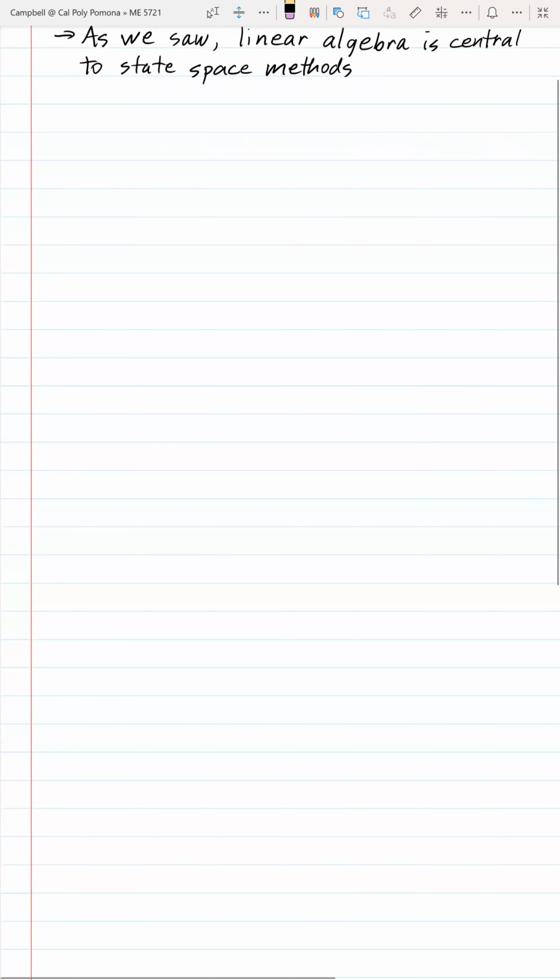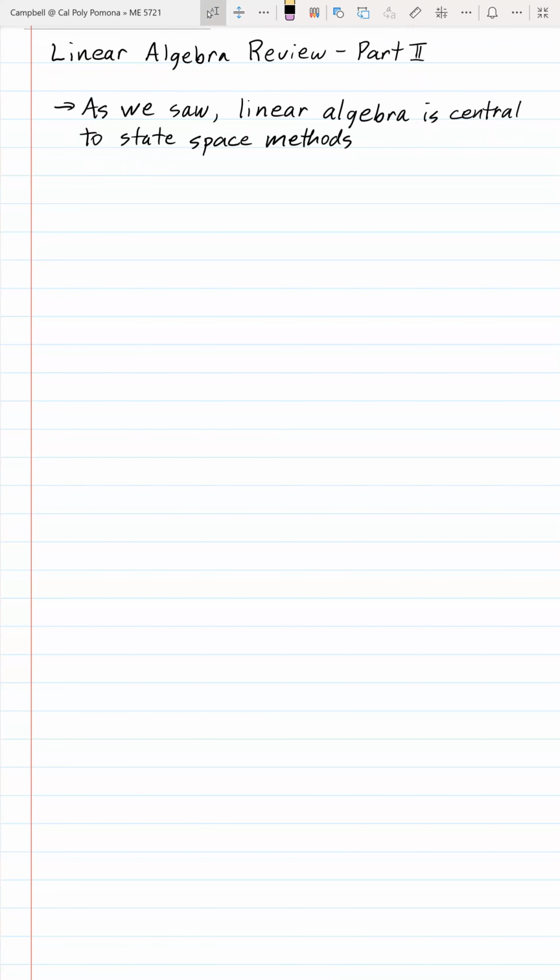So going ahead then and diving a bit deeper into what's going on with linear algebra, getting beyond just some of the most basic structures and operations associated with linear algebra, let's now go ahead and dive into some deeper aspects of linear algebra. So review part 2, let's go ahead and start that off with some definitions.